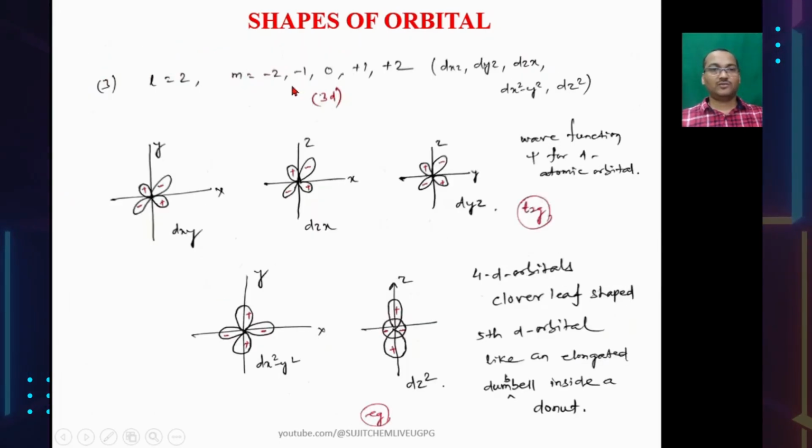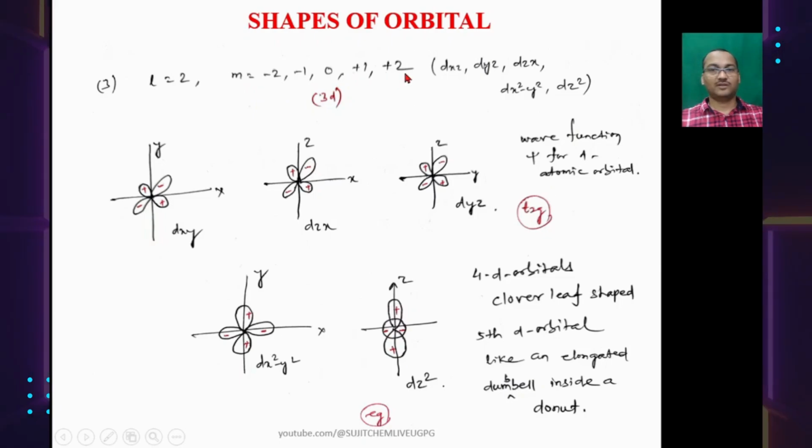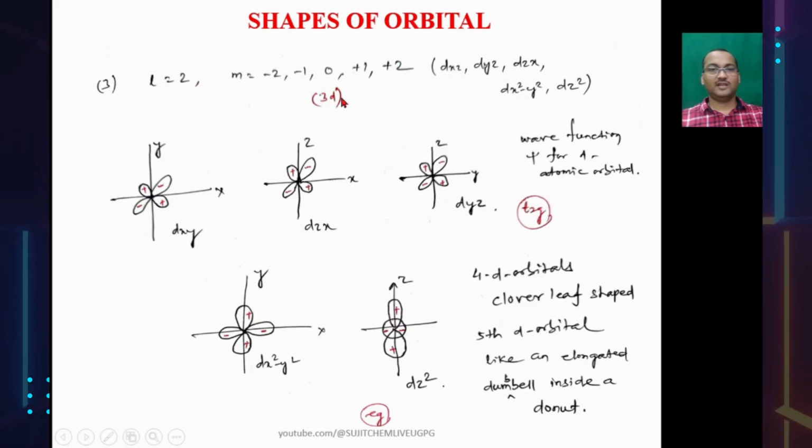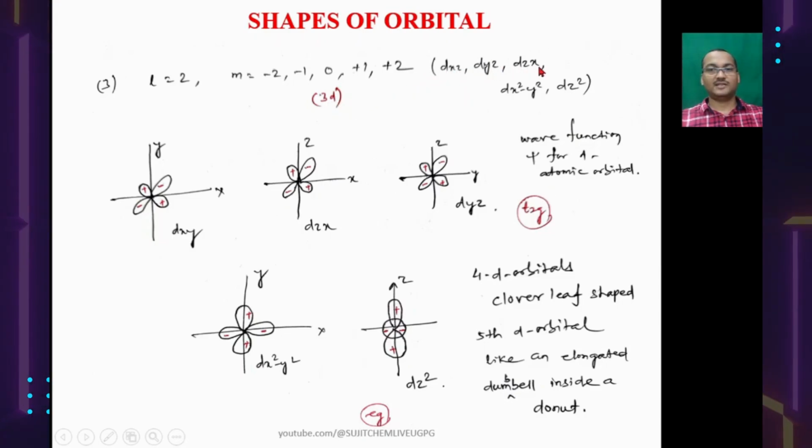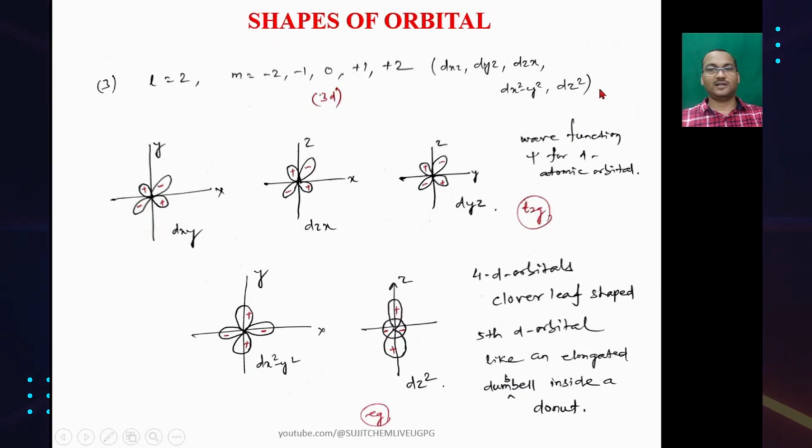When l equals 2, the m value becomes minus 2, minus 1, 0, plus 1, plus 2. That means you have 5 values. So l equals 2 means d orbital. Here we have five 3d orbitals: dxy, dyz, dzx, dx square minus y square and dz square. And here is the shape.